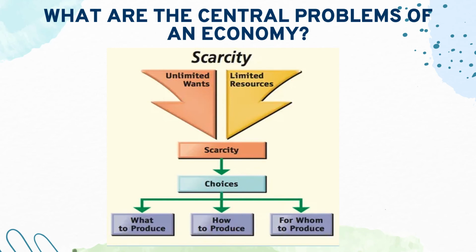The first problem is what to produce, the second, how to produce, and the third, for whom to produce. Now, why do these problems arise? Well, going back, they arise because wants are unlimited and the resources or means that we have are limited. So we have to make a choice. And then we have to decide certain things. That is what to produce, how to produce, and for whom to produce.